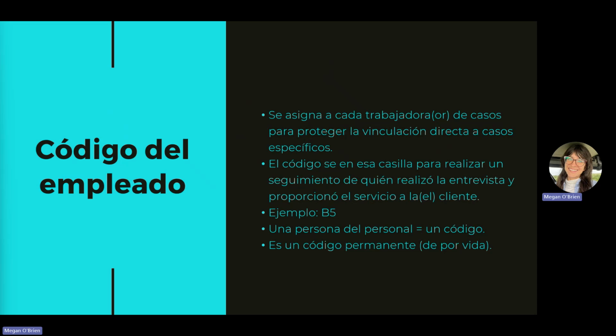One staff person gets one code, and that code is for life. You only get one code, and it will be your code forever. You will not get a new code, and no one else will get your code. So if I get the code B5, I'm a caseworker, I leave the organization. Maybe there was funding cuts and I was laid off. But then I come back to the organization once funding has been reinstated. I still have the same code. Maybe I'm promoted and I go from being a caseworker to a supervisor. My staff code will still be B5.